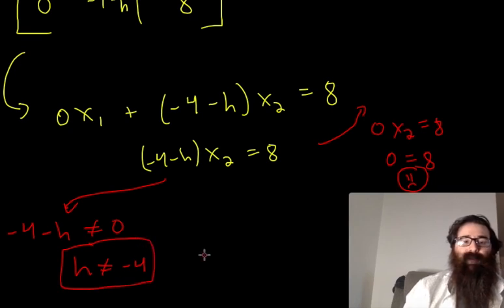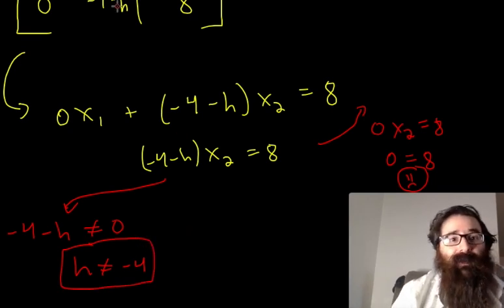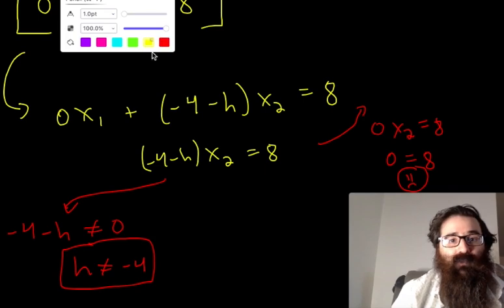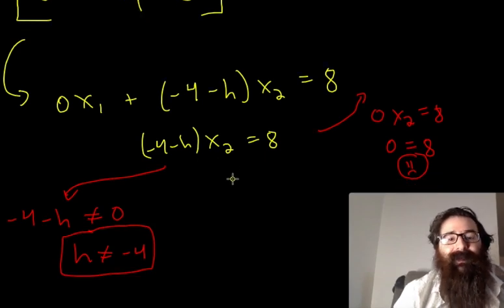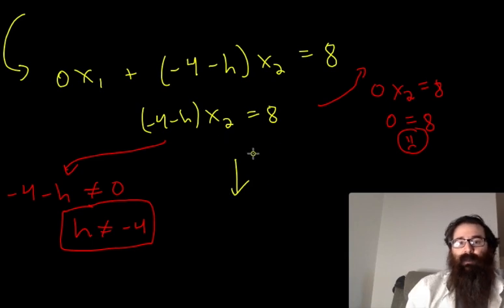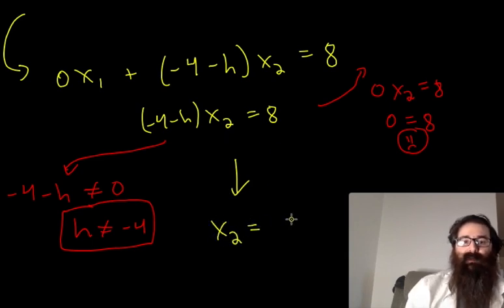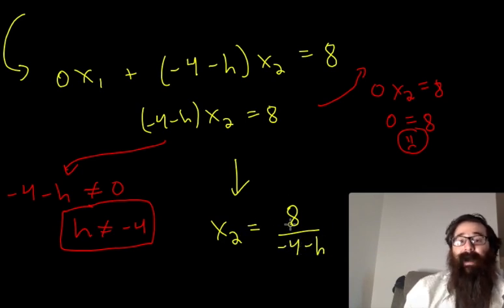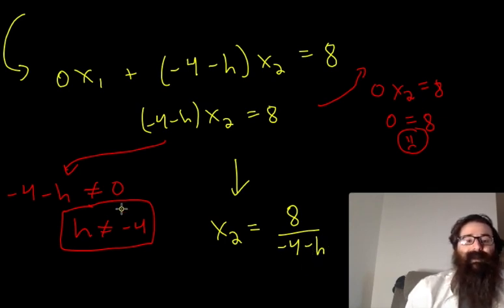Right, so h should not be negative 4. And another way that I could sort of see this or try to visualize it is if I just divided to try to solve for x2. If I went through and did the scaling, I'd say, well, let me scale this. x2 would be equal to 8 divided by negative 4 minus h. And this is fine except for when h is negative 4, where I get a division by 0. So in fact, h can be anything so long as it's not negative 4.